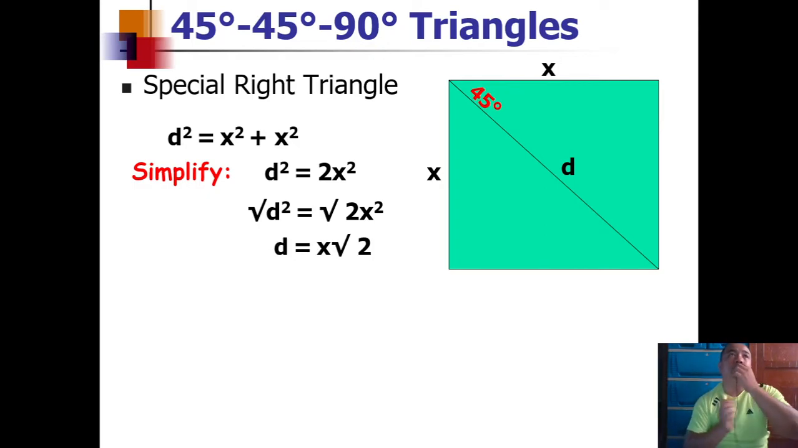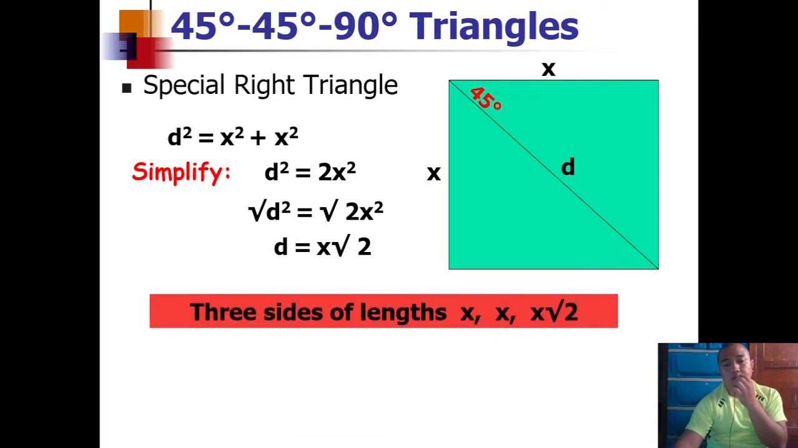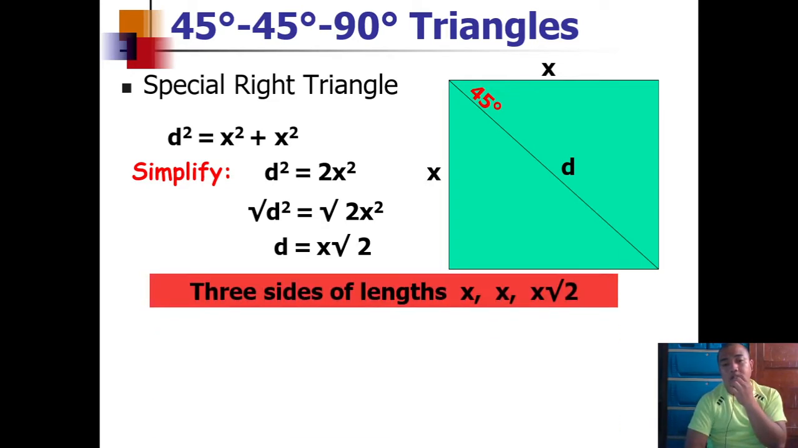So that means in an isosceles right triangle, or 45, 45, 90 triangle, we can solve for its hypotenuse without using a calculator or the Pythagorean theorem. We can solve it instantly. So three sides of lengths x, x, x square root of 2.